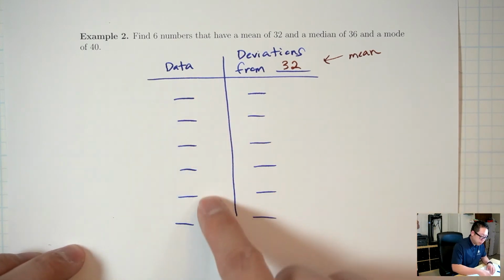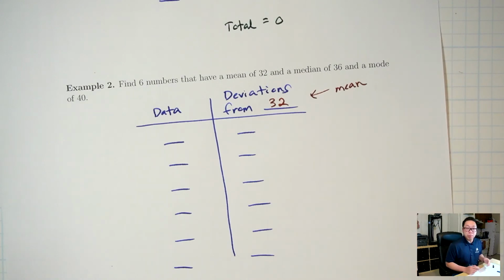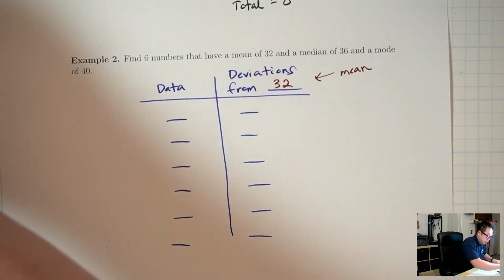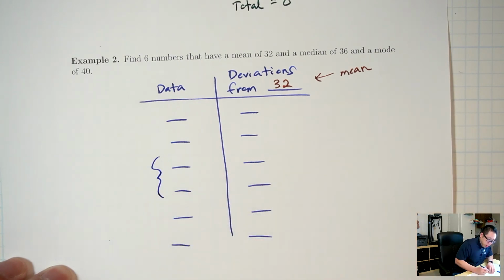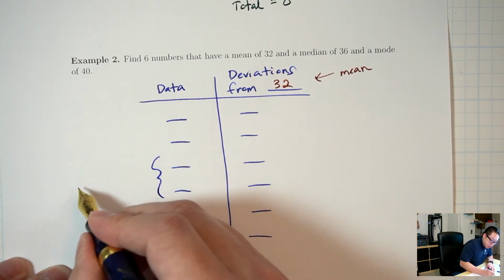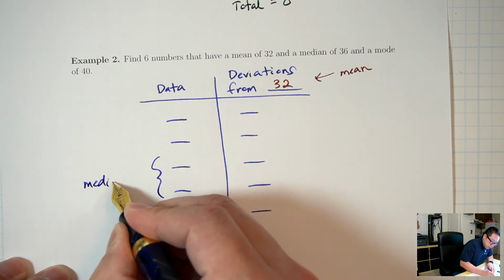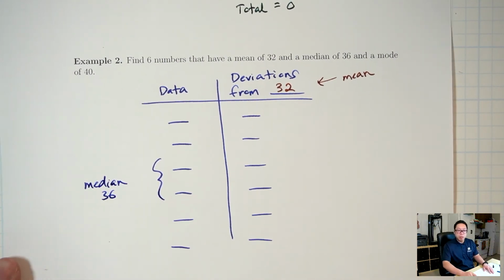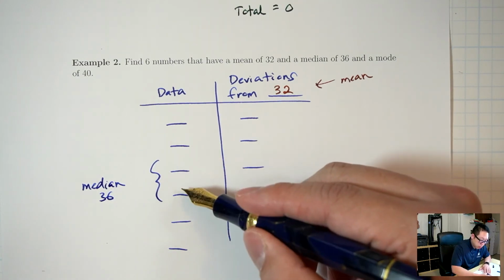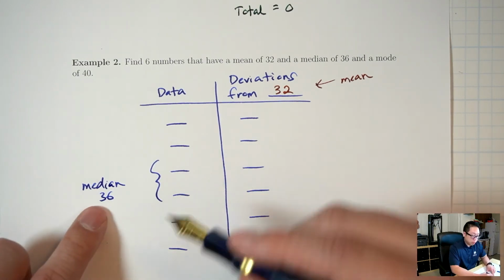So when you have a situation where there's not a single blank in the middle, we have to look at the 2 in the middle. Okay, so I need to look at the 2 blanks in the middle, which are these 2. And I want those 2 blanks to give me a median of 36. So what does that mean? That means I need to pick two numbers right here that have an average of 36.